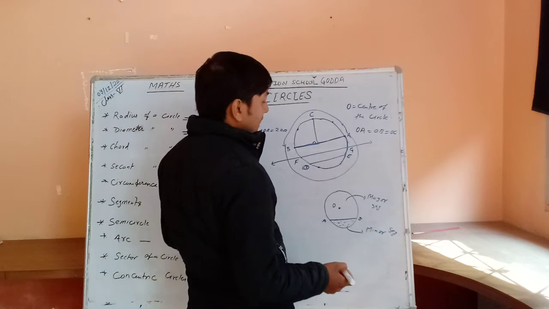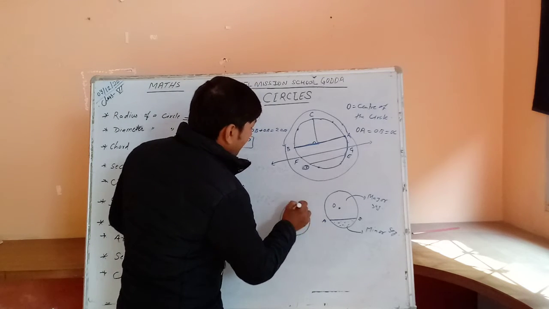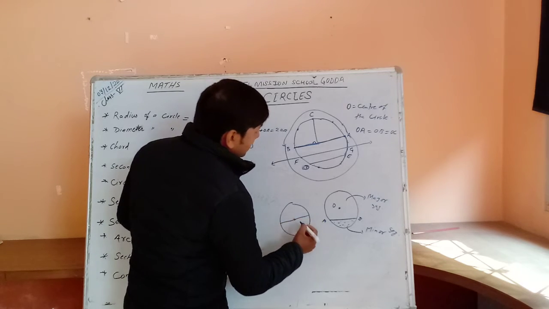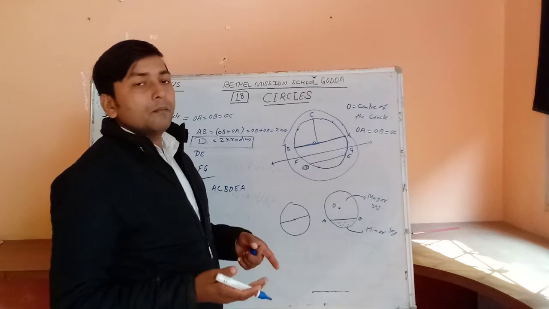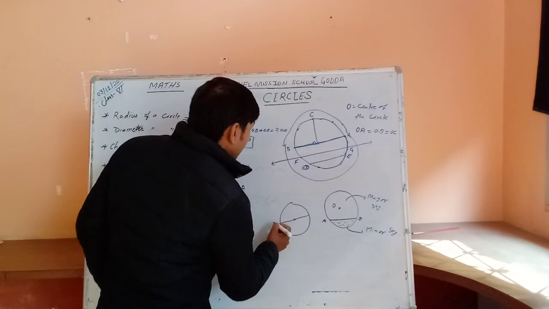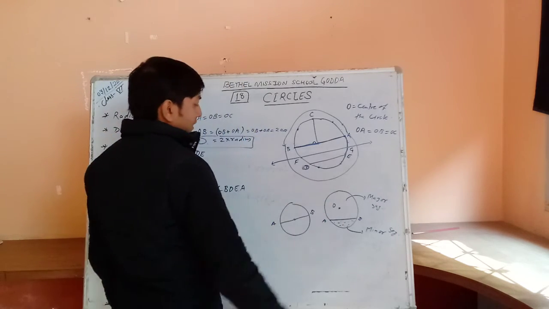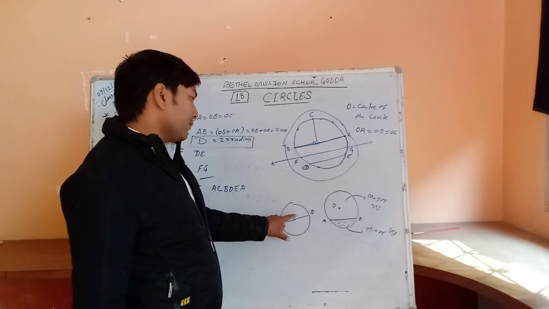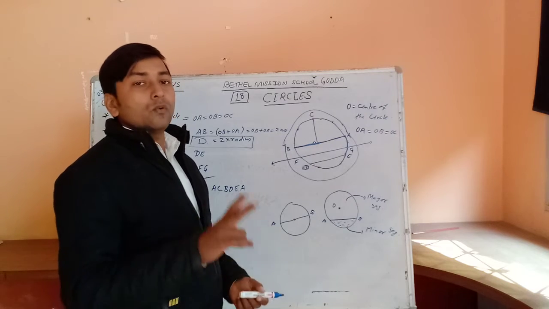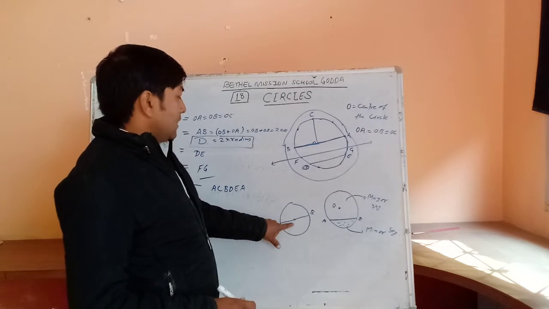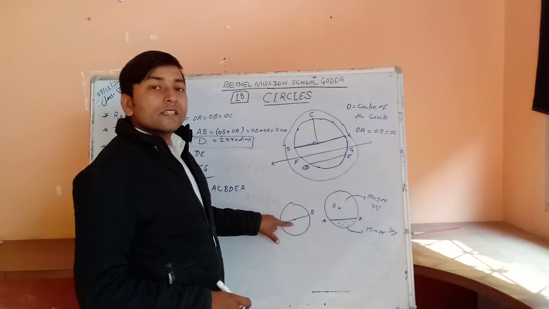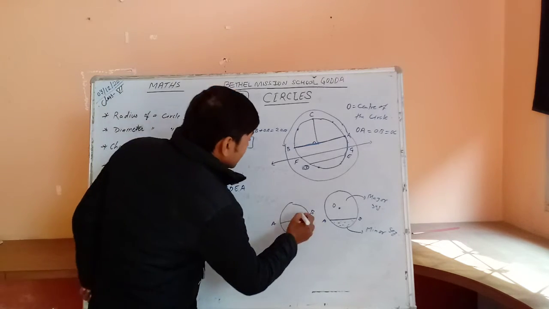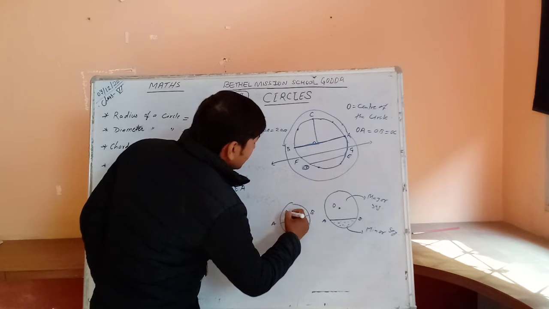Now, the semicircle. What is a semicircle? A diameter is the line which passes through the center. AB is a diameter. It bisects the circle into two equal parts. A diameter bisects a circle into two equal parts, and each part is called a semicircle.